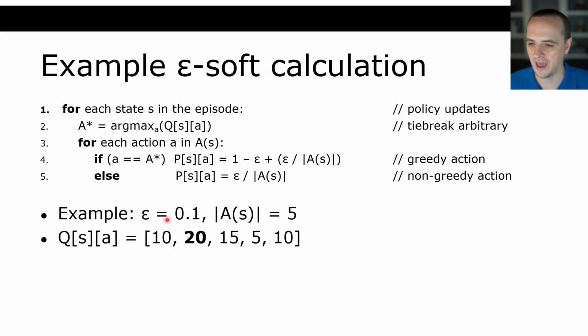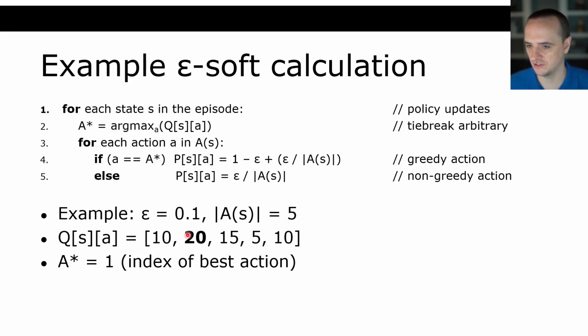Well, the action that gives us the maximum value is 1, right? Because this is, well, it's action 2, but it's index 1. So A star here, that just means the best action, the index of the best action is 1. All right. So when we go to update our probabilities for our policy, here's what we do.